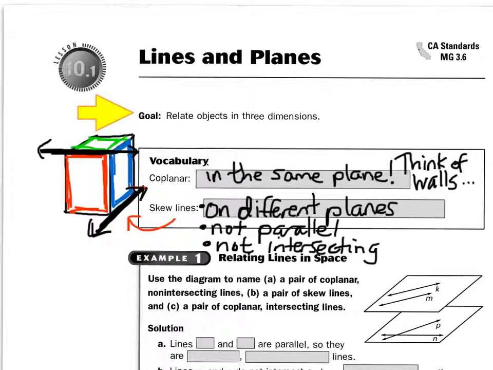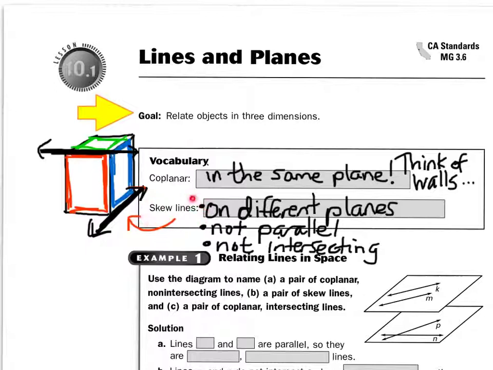So, if you take a look at my drawing over here, this red rectangle represents the plane of, let's say, the front wall of a building I'm looking at. See this blue? That represents the side wall of a building I'm looking at. And see the green? That represents the ceiling or the top of a building I'm looking at.